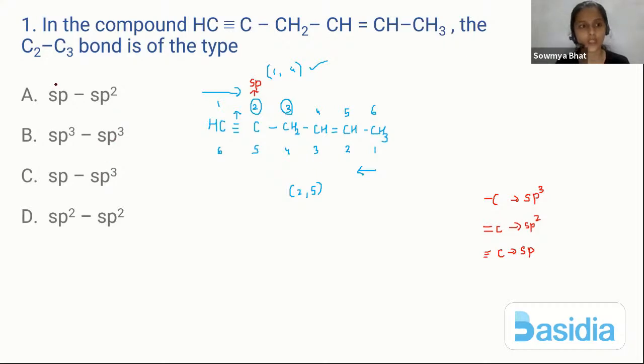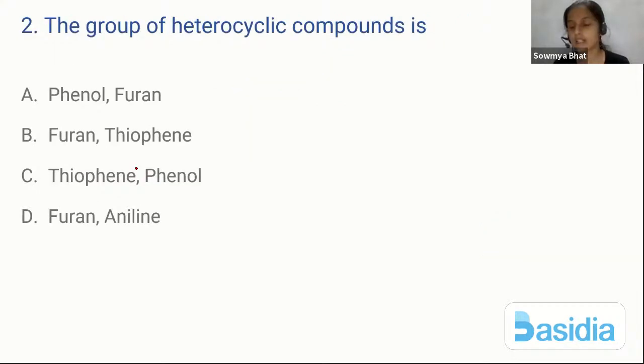So if you see, options A and C have sp, the other B and D are ruled out. And if you see the third carbon, this is involved only in single bonds, so this should be sp3. So the correct answer would be option C, that's sp and sp3. Let's move on to the second question now.